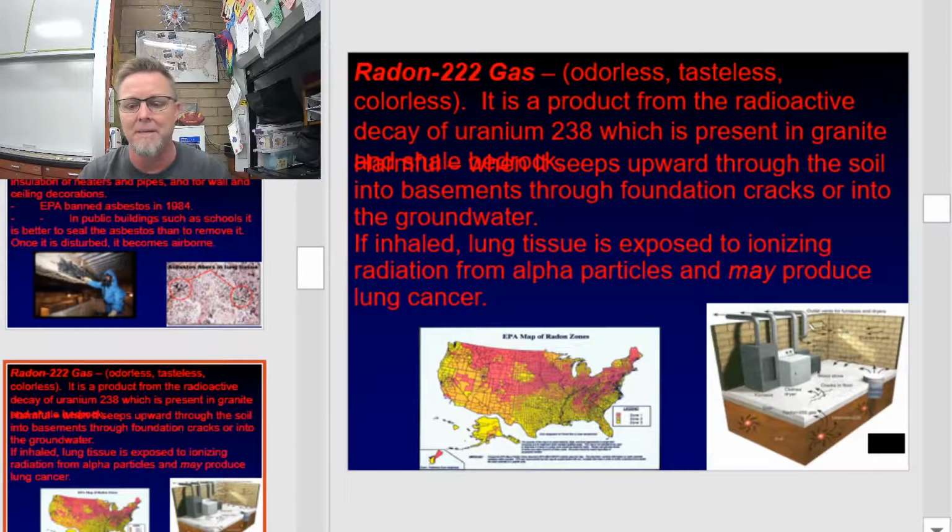All right, moving on. Radon gas. So, odorless, tasteless, colorless gas, and it's produced from the radioactive decay of uranium-238, which is present in soil, in granite, which in a lot of places is right under your feet in your home. There's not a lot you can do about radon gas if your home was built over a granite slab that has uranium-238 in it and it's decaying. The stuff will creep upward through the soil into basements, through foundation cracks, or into the groundwater. If you inhale it, your lung tissue is exposed to the ionizing radiation, and it can create lung cancer. So that's not good in a simple sense, okay?